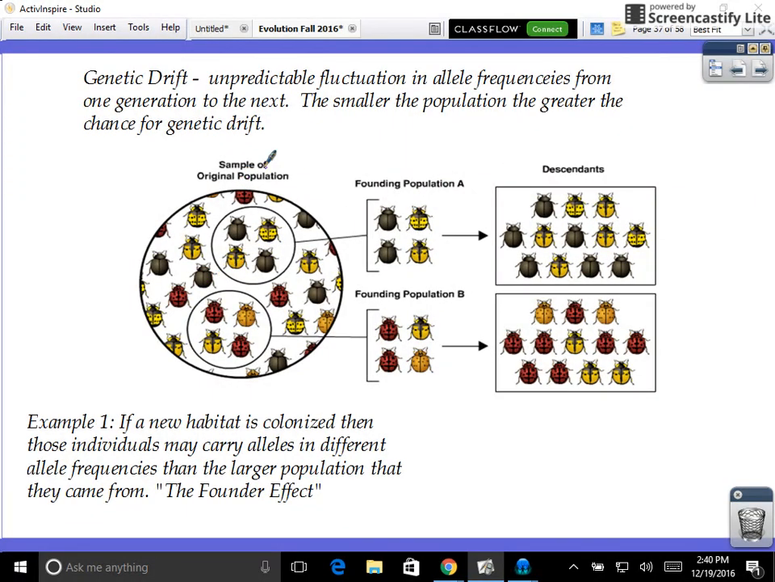Genetic drift is an unpredictable fluctuation in allele frequencies from one generation to the next. So the smaller the population, the greater the chance. If you take a look, this whole large circle is the original population. If, for example, a new habitat is colonized, and these are the founding population, they don't necessarily reflect the entire population they came from. But their descendants are going to look more like the founding population rather than the original population. So we call that the founder effect, and that's genetic drift, kind of due to chance.